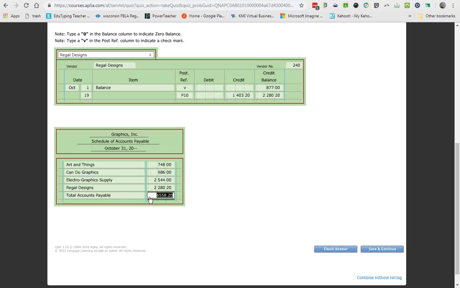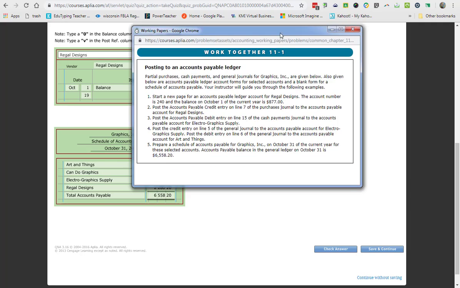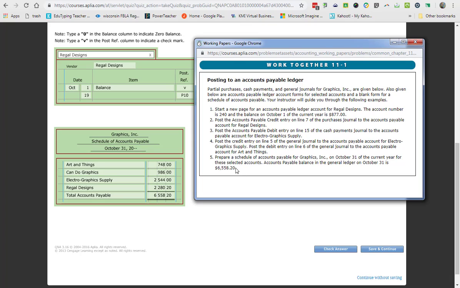A business needs to know the total amount, but I also need to know what I owed individually. That's why we switched and we're using our controlling account. Now, how do I know if I've done this right? Directions. Right here it says the accounts payable account equals $6,558.20. Do these two match?